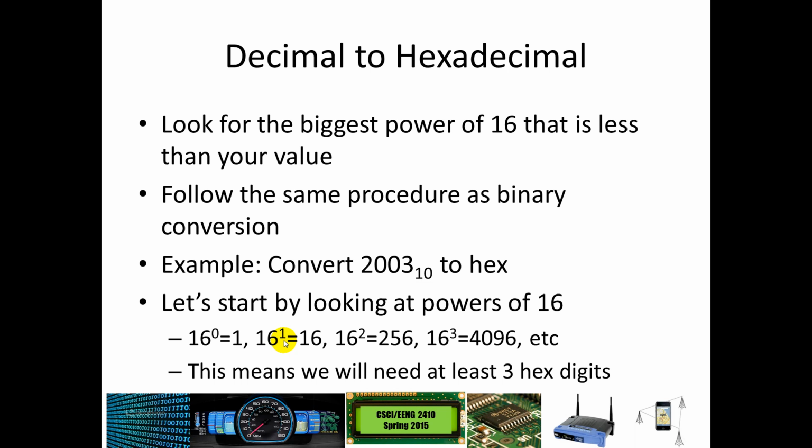If we look at the powers of 16, we've got our 16 to the 0. Again, we always have a ones place. Then we've got 16 to the 1, or 16, 16 squared, or 256, and 16 to the 3, 4096. Those powers of 16 tell you how many hexadecimal, or hex, digits you're going to need. You're not going to need the 4096 place because that's bigger than the value you have to represent, but you are going to need a 256 place, a 16s place, and a 1s place.